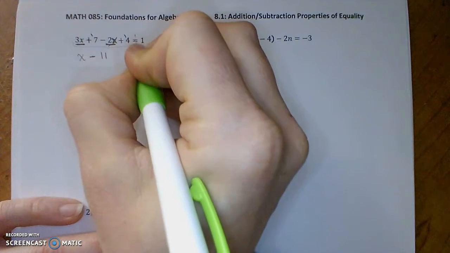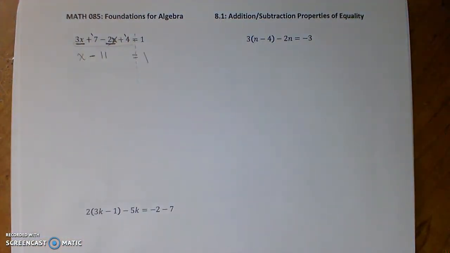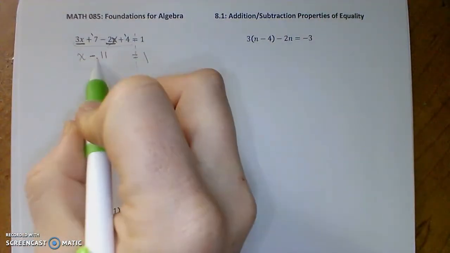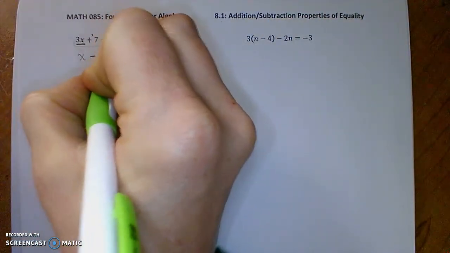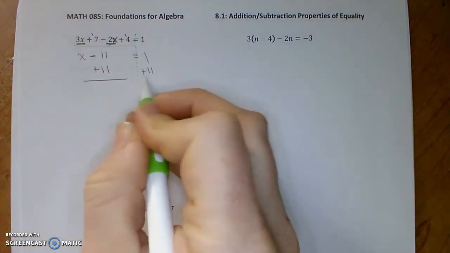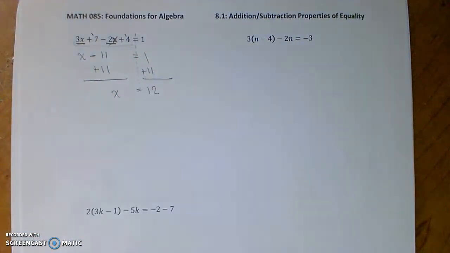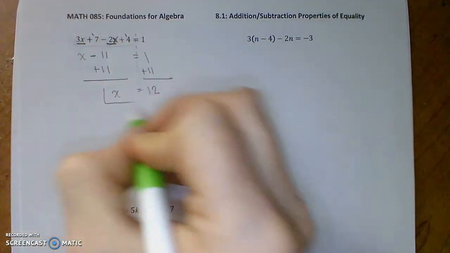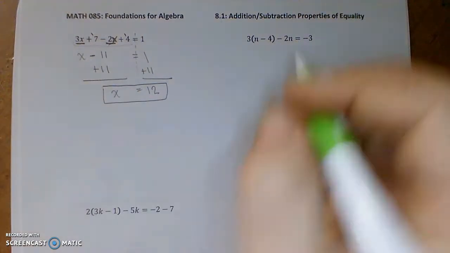And again, I like to think of the equal sign as breaking my workspace up into two separate sides. And now x minus 11 equals 1. To undo the subtraction, I'll perform addition to both sides. Add 11, add 11. X equals 1 plus 11 is 12. Then you can go and check your answer. Let's do the next problem.